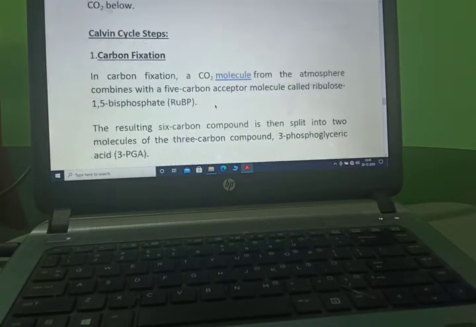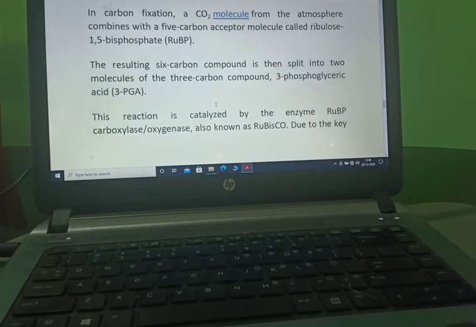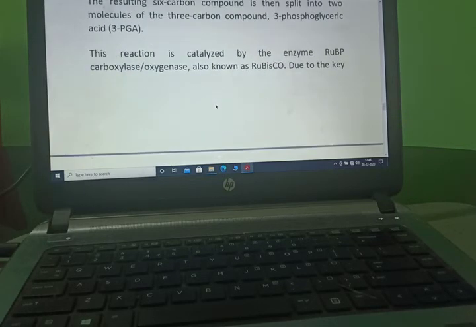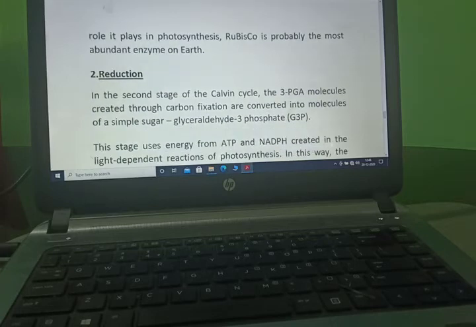Now, Calvin cycle steps. Number 1, carbon fixation. In carbon fixation, a carbon dioxide molecule from the atmosphere combines with a 5 carbon acceptor molecule, known as ribulose biphosphate, RuBP. The resulting 6 carbon compound then splits into 2 molecules of a 3 carbon compound, that is 3-PGA, 3-phosphoglyceric acid. This reaction is catalyzed by the enzyme ribulose biphosphate carboxylase or oxygenase, also known as Rubisco, due to the key role it plays in photosynthesis. Rubisco is probably the most abundant enzyme on earth.